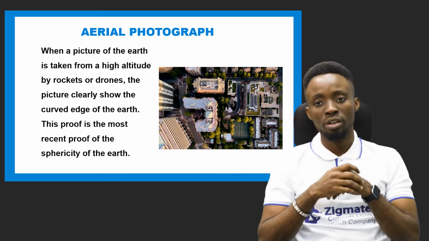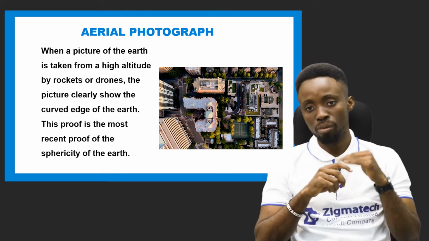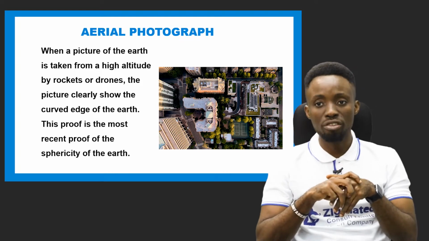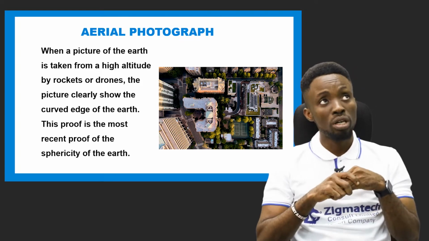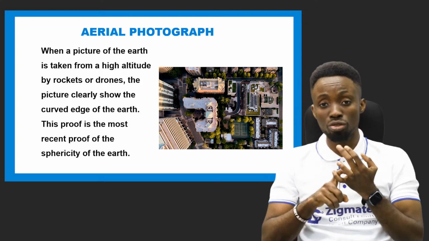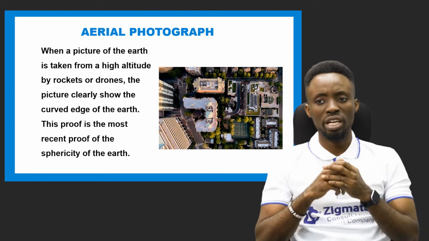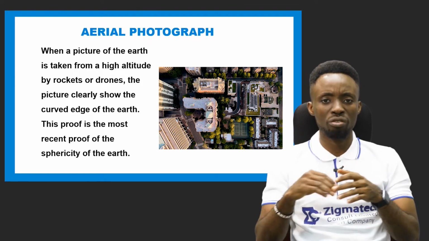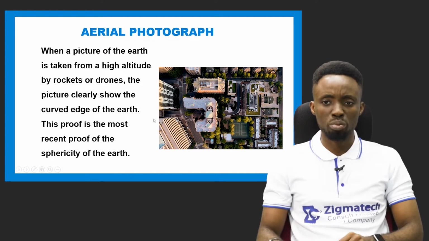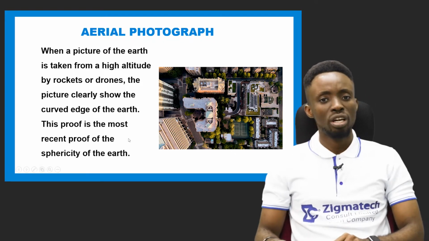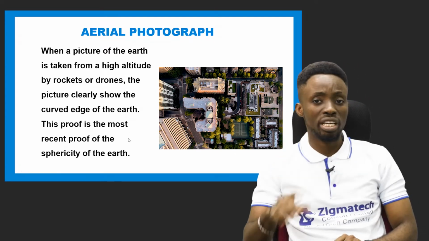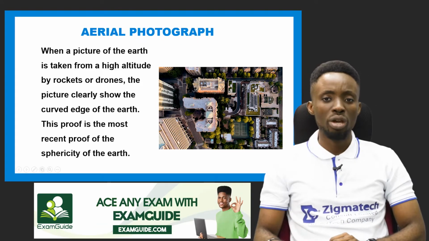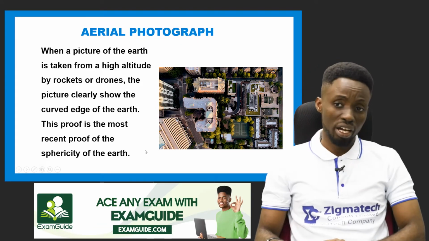Aerial photograph. Now, when we take a picture of the Earth from a very high altitude or height from the sea level, maybe we use a rocket or we use a drone to take the picture of the Earth. Now, most times we end up seeing these images of the Earth as being what? As being round. Let's say, for instance, a rocket is being projected towards the sky, maybe possibly close to the exosphere, where we have the outer layer of the atmosphere.